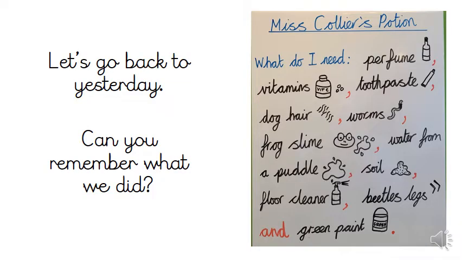So let's go back to yesterday. Can you remember what we did? Here's a picture just in case you need a little reminder. So I did in my potion, what do we need? Perfume, comma, vitamins, comma, toothpaste, comma, dog hair, comma, worms, comma, frog slime, comma, water from a puddle, comma, soil, comma, floor cleaner, comma, beetle eggs, and green paint. Now, obviously, when you read, you shouldn't read comma, but I'm just reading it to remind you that you need to put a comma in after each word. And then the last two words, you put an and in the middle.